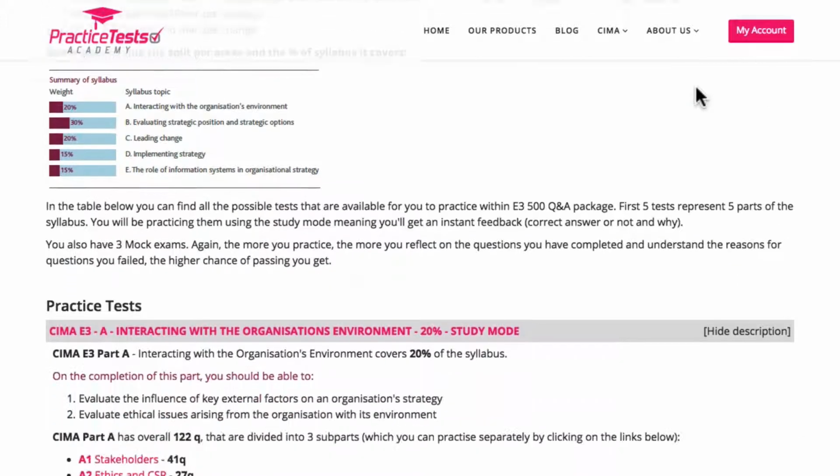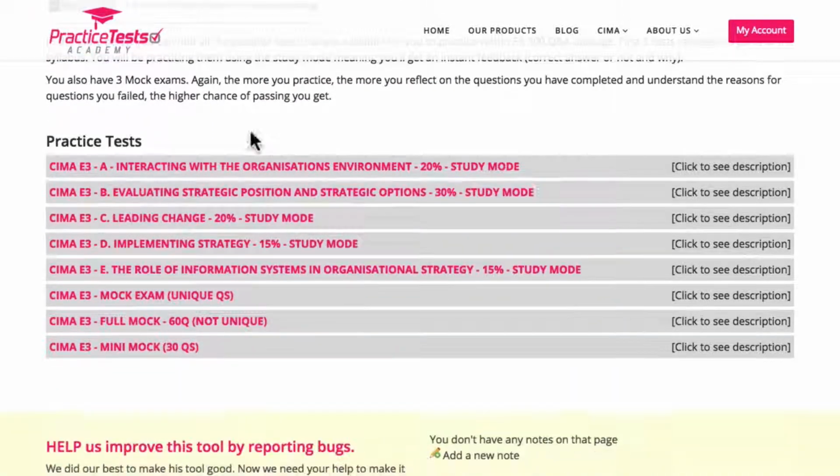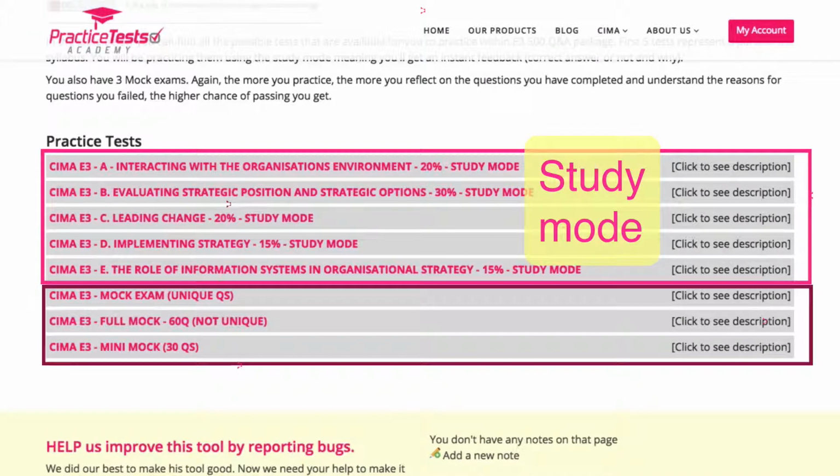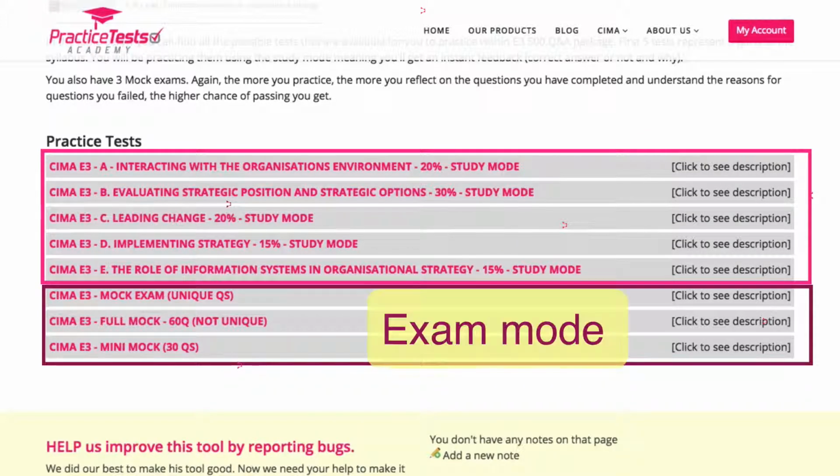Below the information about the E3 paper, you'll find the heart of our software. Our tests are divided into two categories, study mode and exam mode. You should use the study mode if you want to practice and learn at the same time. In study mode, you'll get the answer straight away so you can understand if you were correct or not and why. You should use the exam mode, which is actually an exam simulator, if you want to test your knowledge under the exam conditions.